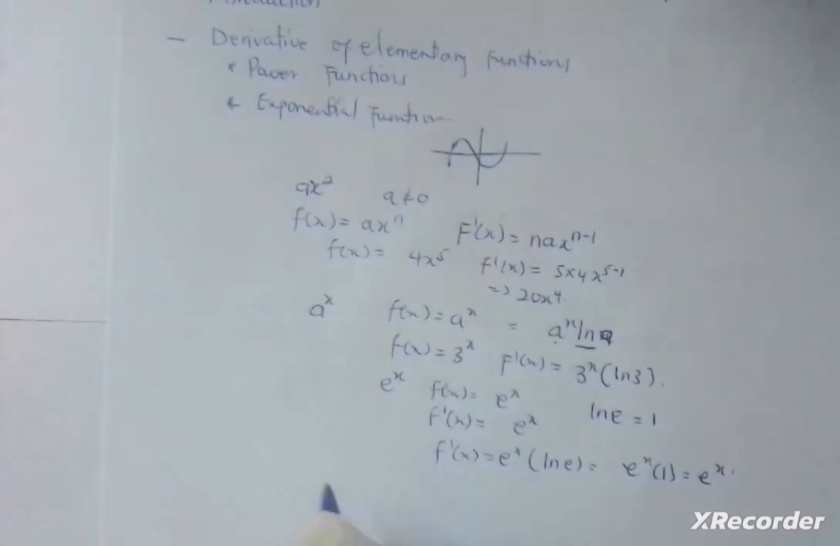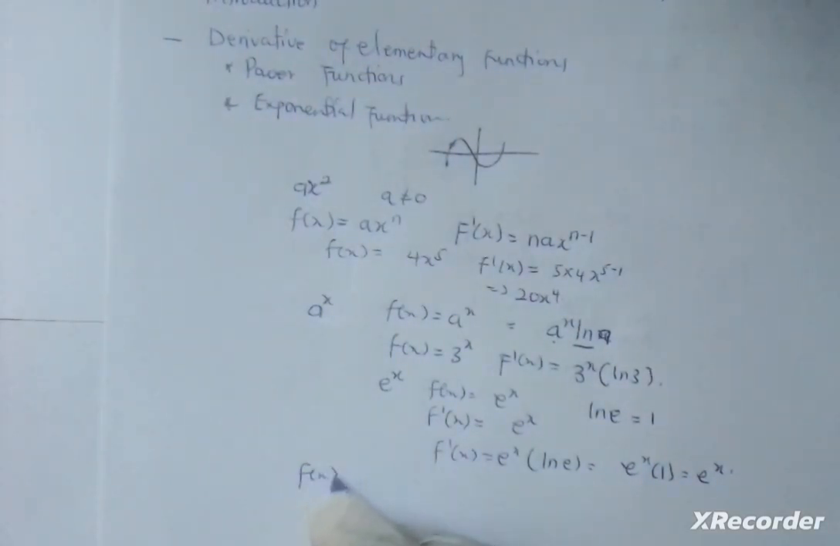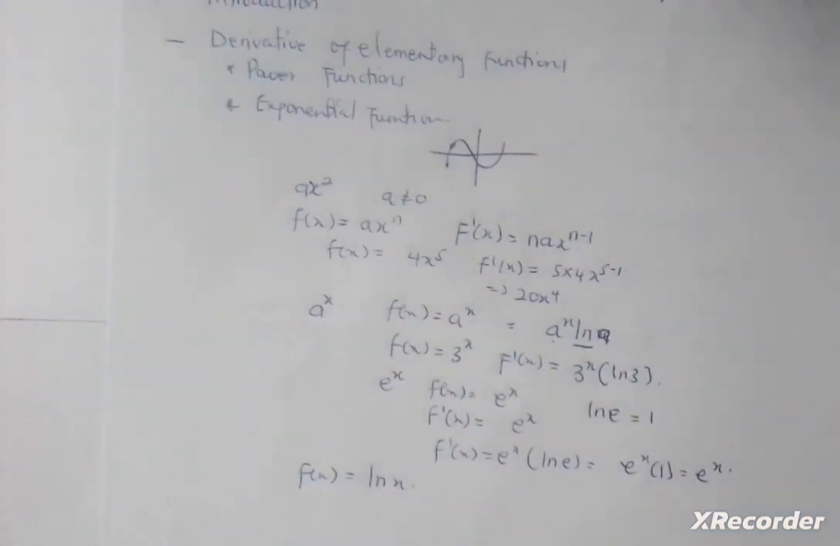Finally, let me show you f of x being equal to ln of x. That is natural logarithm of x. These are some basic functions you'll be meeting in your calculus course. So kindly watch the video attentively so that you understand how it is being done. So f of x is equal to ln x. What would be the f prime of x, or the derivative of this function?